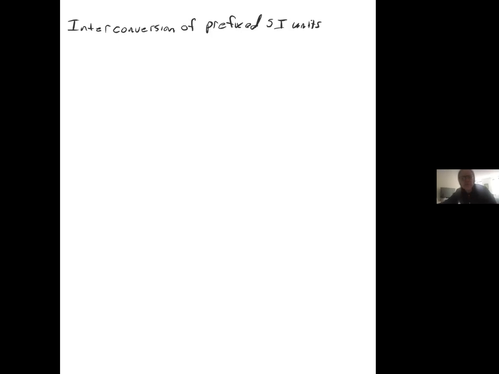So in this example, there's a nurse, and the nurse measures the volume of a medicine drop. And the volume of one drop is 0.97 milliliters.